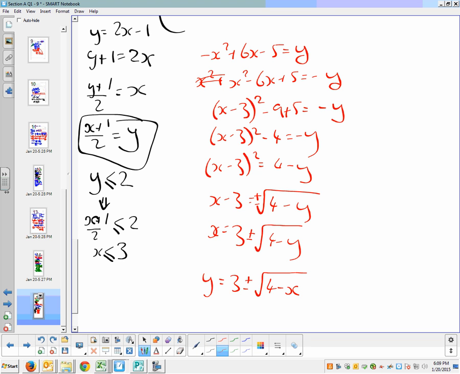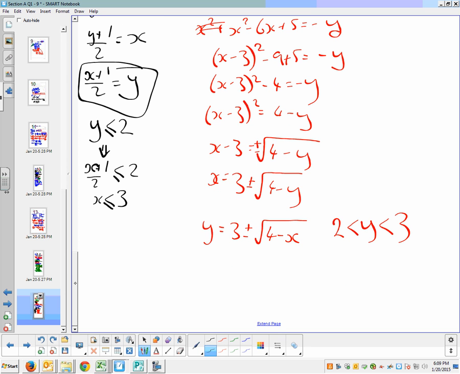And this is how you decide whether you want the positive or negative one, because again, y was told at the start has to be between 2 and 3. If it's between 2 and 3, it can't be the positive one because that will be too big. So it must be the negative one.